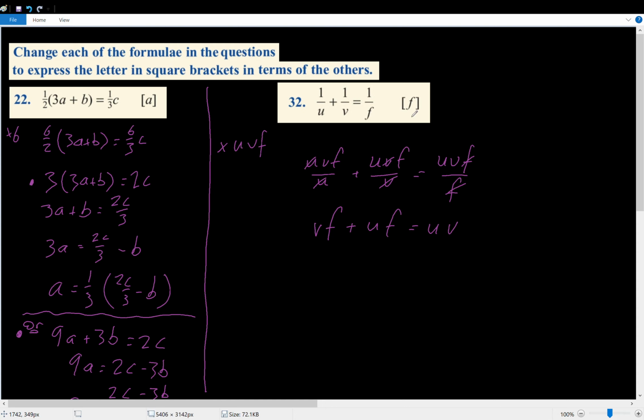Now from here we're looking to get f on its own, and we have it in two terms. So we're going to have to factorize. If we take f out as a factor, then inside our brackets we're going to have v plus u, and that's still equal to uv. And now we just need to bring our brackets with v plus u over. So on the left it's multiply by the brackets, so on the right it's going to be divide by. So we're going to get f is equal to uv all over v plus u. And that is that.